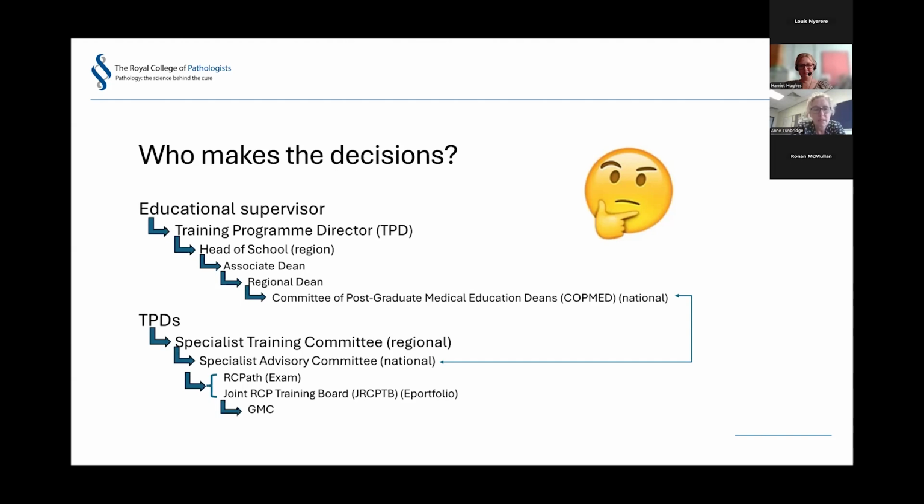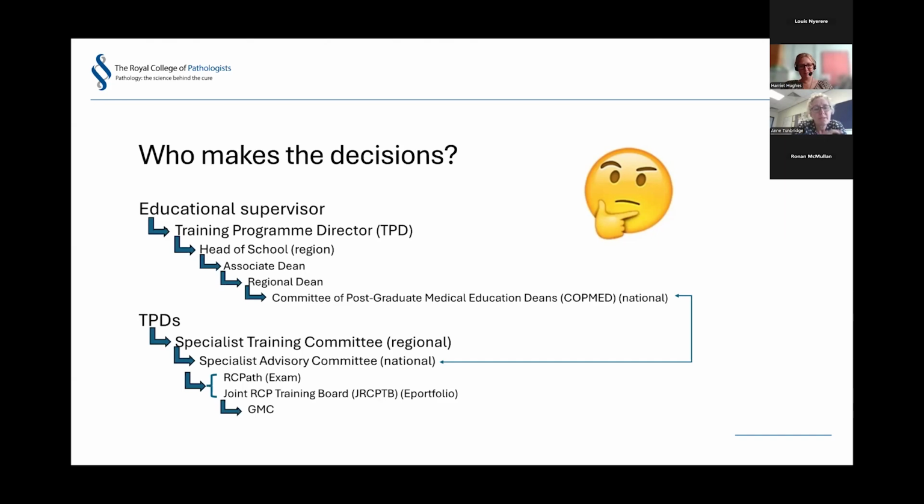The TPD is always there, and we are across all the specialties. We're a small specialty if you compare us to some of the biggies like the physicianly specialties or surgery or O&G. So most of you will have a direct relationship with your TPD. So you can talk to your ES, you can talk to your TPD. As TPDs, we answer to the head of school within our region. Above the head of school is the associate dean. Above them is the regional dean. And the regional dean sits on a national committee, which is COPMed, the Committee of Postgraduate Medical Education Deans.